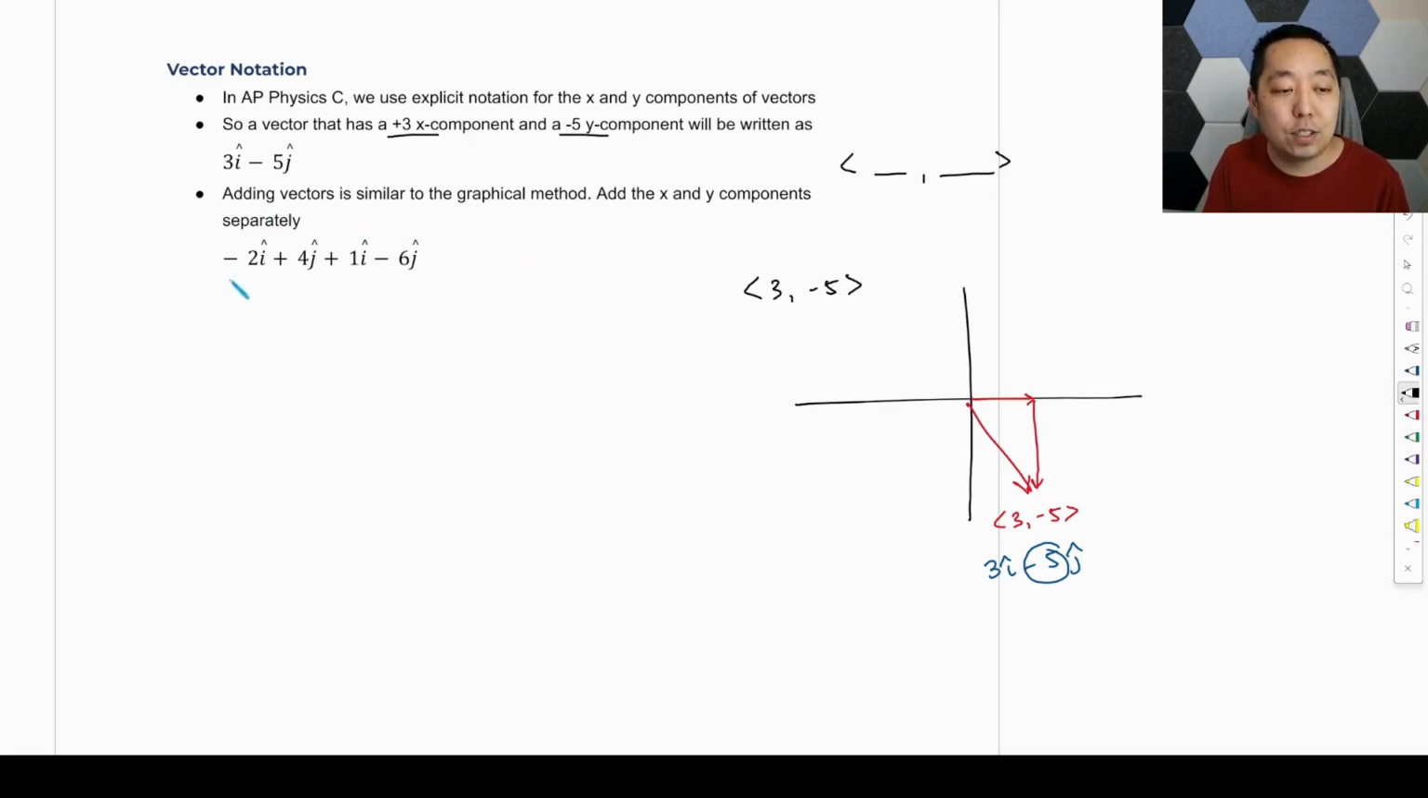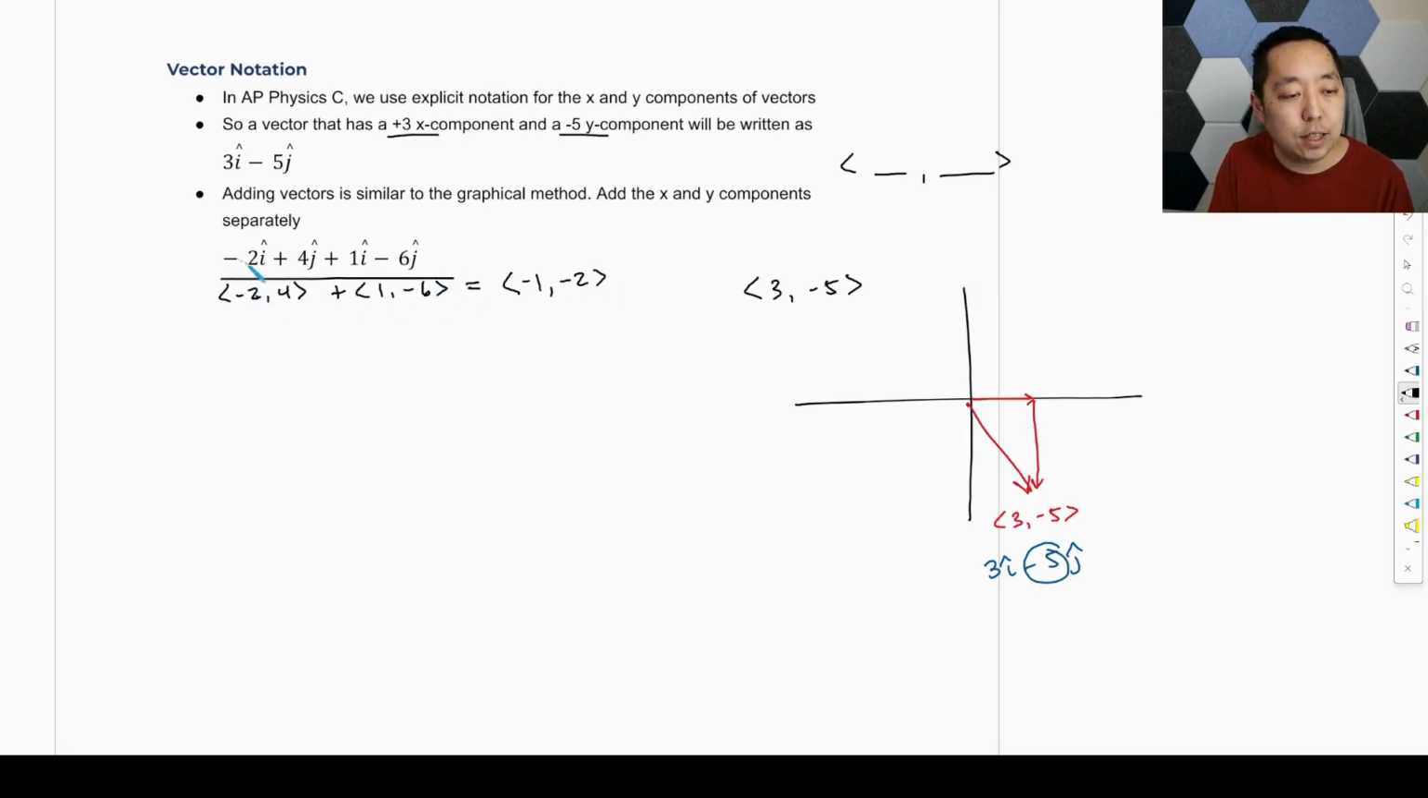So when you add vectors, like this is the vector <-2, 4>, and we're adding it to this vector <1, -6>, you add the x components and the y components separately. That's the entire purpose of adding them. So here, if you were to add with the more bracketed vector notation, you add the x's: -2 plus 1 is -1. 4 minus 6 is -2.